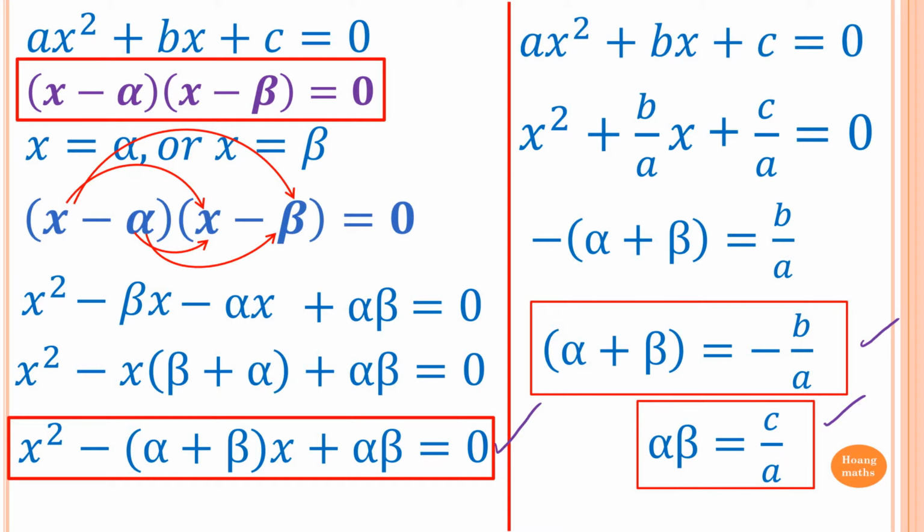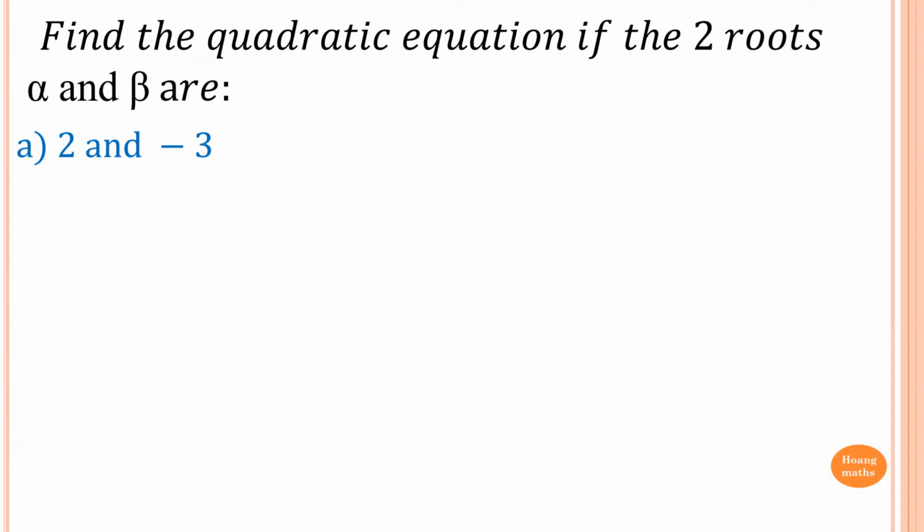Now we're going to use these three equations to do the following questions. Find the quadratic equation if the two roots alpha beta are 2 and minus 3. To find this equation, we know that x is equal to 2 or x equal negative 3. I'm going to do two methods. This is the first method.